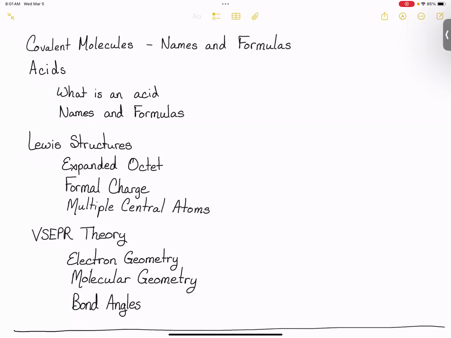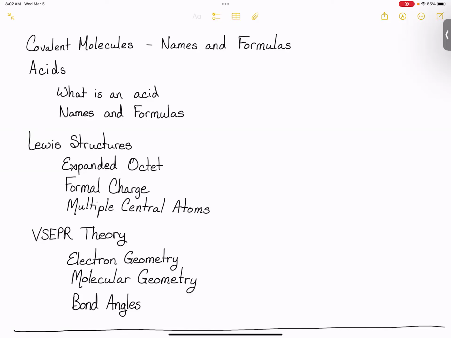After that, we will get into Lewis structures, which will basically be where we'll talk about an expanded octet, a formal charge, and multiple central atoms. Then we'll get into VSEPR theory, where we'll talk about electron geometry, molecular geometry, and bond angles. So this is the plan for today. I expect us to be here most of the time today. I will give breaks like I did last week during the process, however, so that you can take a break here and there.